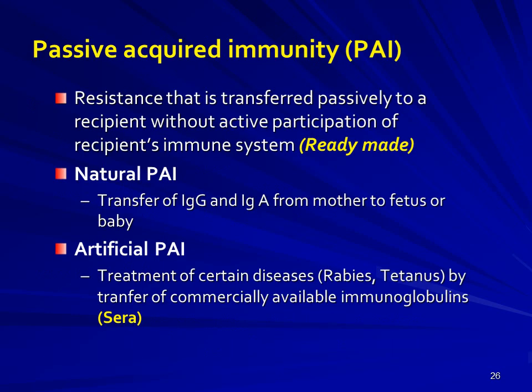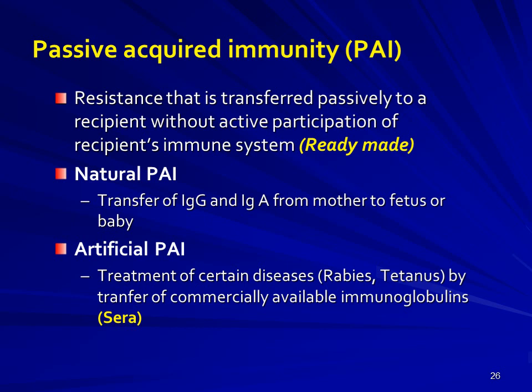And the passive acquired immunity, this is the resistance that is transferred passively to a recipient without active participation of the recipient's immune system. That means here the antibodies are received ready-made. So the antibodies are prepared in some other host. From there, they would be transferred to the recipient, the individual who is in need. And this is of two types.